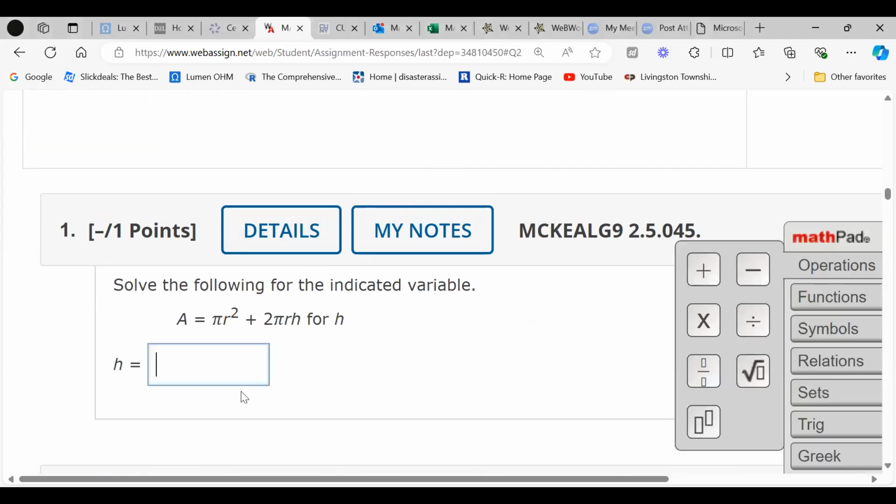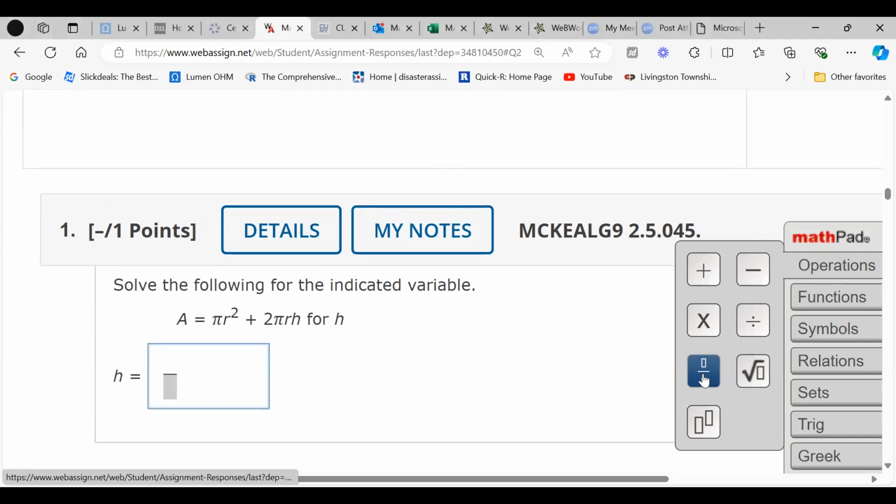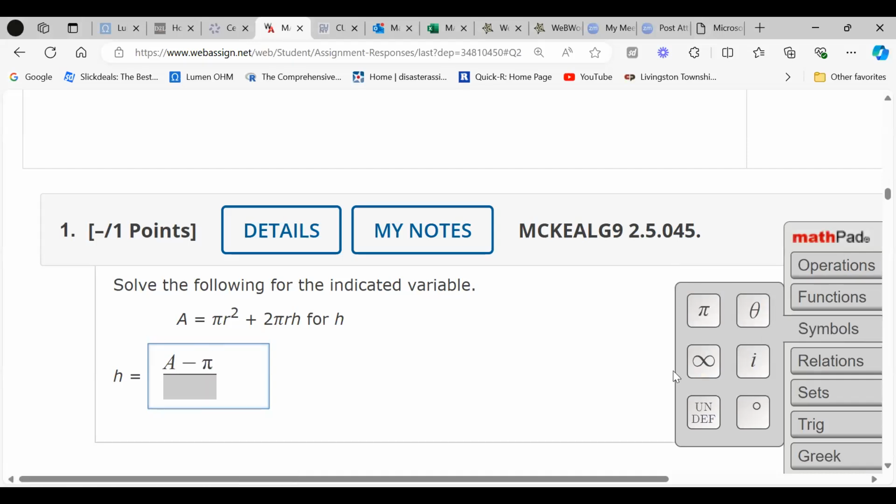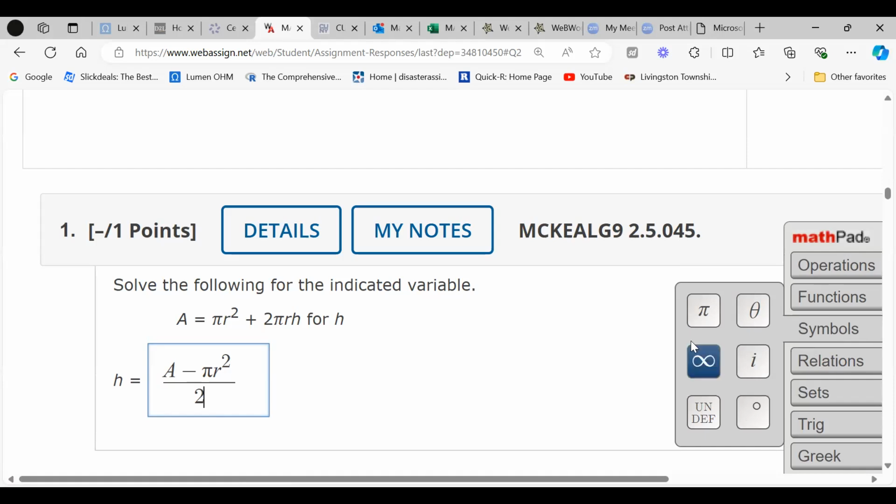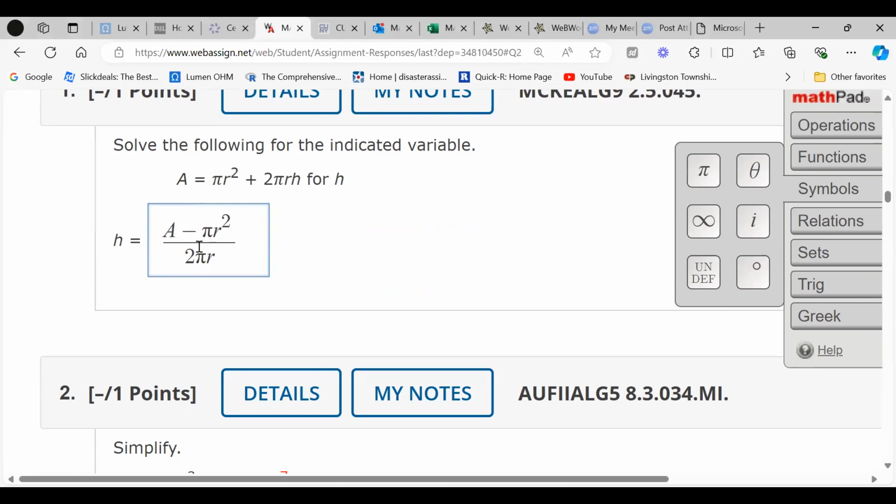So I'm going to put the answer for this one. It's going to be a fraction: A minus pi r squared, over 2 pi r. Yeah, that will do it. This is the one.